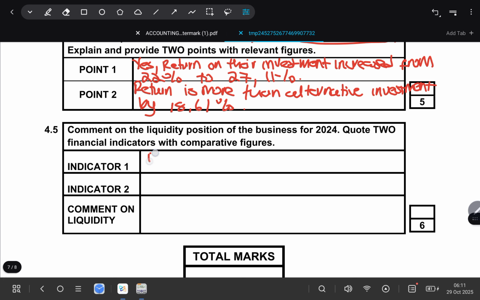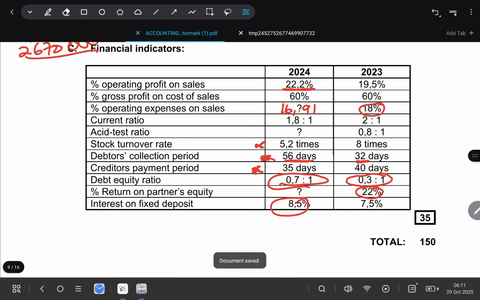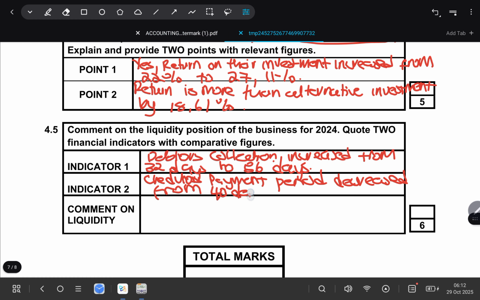Okay, so debtors collection increased from 32 days to 56 days, which should be very worrying for us. And then also creditors payment period decreased from, remember, creditors normally we're supposed to pay within 90 days, from 40 days to 35 days. Okay, so if you look at this, if we pay our creditors early, it means we are not going to have money to do the things that we're supposed to do.